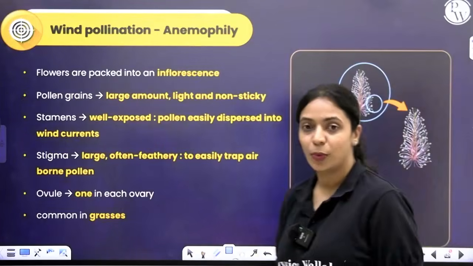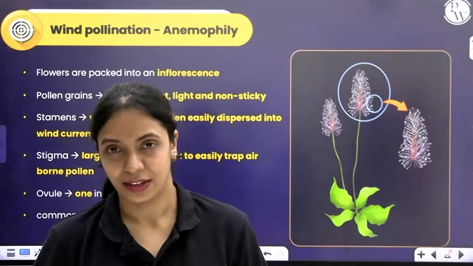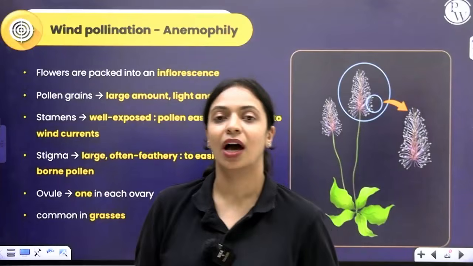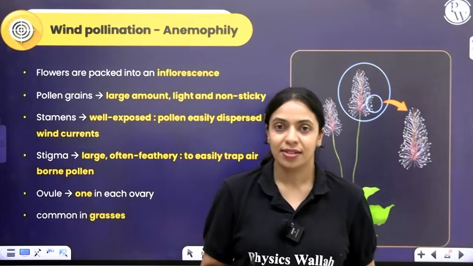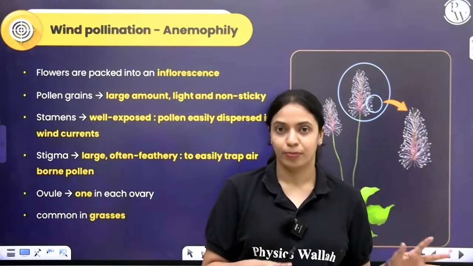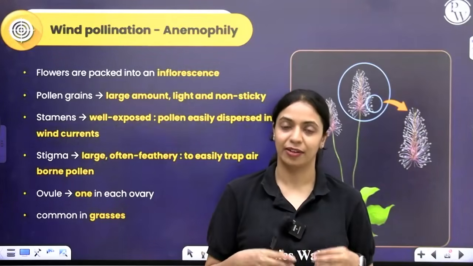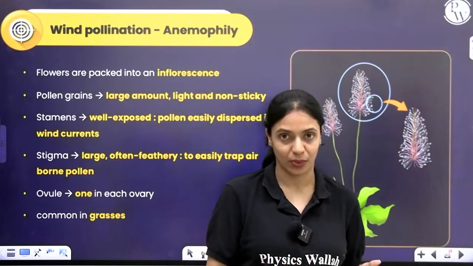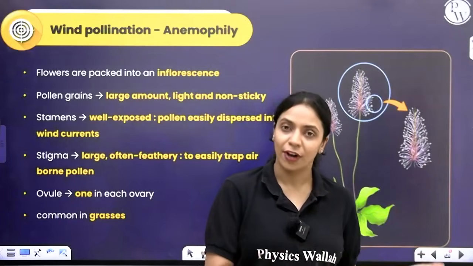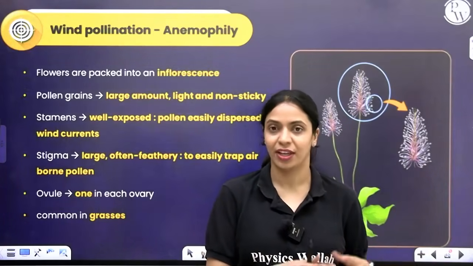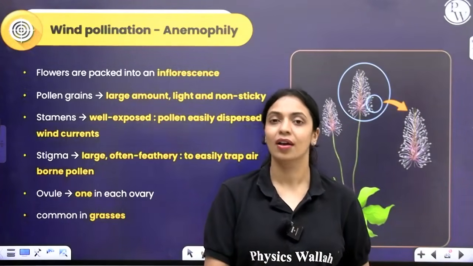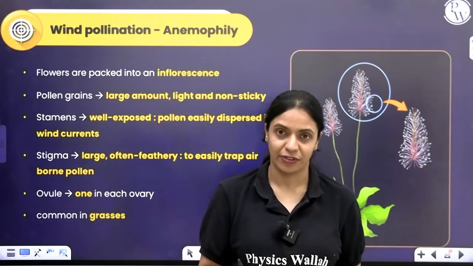Let's talk about wind pollination, which is also called anemophily. We have to learn how the flowers are modified in plants that undergo pollination by wind. If it undergoes water pollination, how are the flowers or the plant modified there? If it undergoes pollination by insects or living organisms, birds, whatever, how is the flower modified in that way?